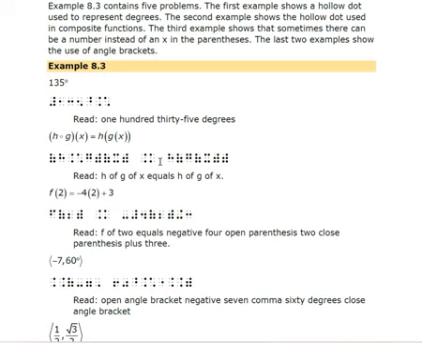Okay, example 8.3. We have 135. It looks like degrees. So number sign 135. Then we have a 4, 5, which means it's up in a superscript. And your hollow dot is 46CH. We have h of g of x equals h of g of x. It's written two different ways. It's read the same on each side.